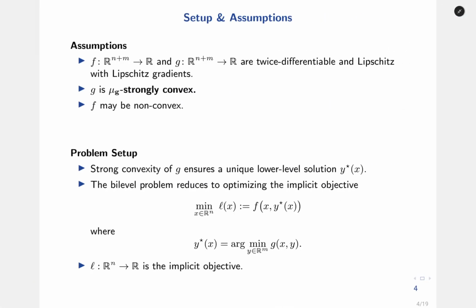Now, we formally state the assumptions we work with. We assume that both functions f and g are twice differentiable, Lipschitz continuous, and have Lipschitz gradients. We also assume that g is strongly convex. Importantly, we do allow f to be non-convex. Under these assumptions, the lower level problem has a unique solution, which we denote by y star of x. This allows us to simplify the bilevel problem into a single level formulation. We define an implicit objective function L of x, which is simply f evaluated at x and the corresponding lower level solution y star of x. The outer level problem then becomes minimizing this implicit function.